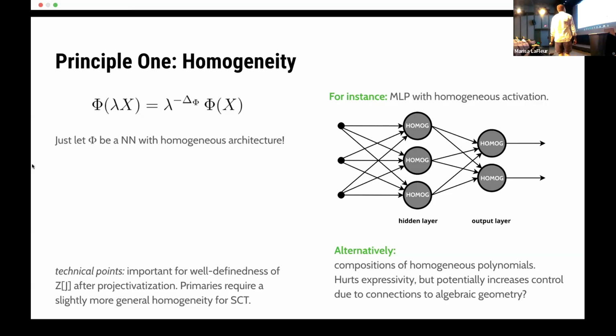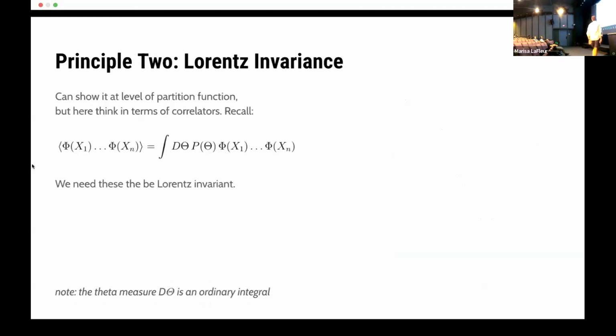And of course, there's a lot of math that backs that up. From an ML perspective, something that's interesting about this is it hurts expressivity. You may remember in standard universal approximation theory for MLPs, if you use a polynomial activation, it is not a universal approximator. The polynomials are somehow bad for expressivity. You expect that. But on the other hand, if you were to do something like this, it potentially gives you increased control because we know a lot about homogeneous polynomial rings. And in particular, we also know about connections to algebraic geometry that lets you potentially bootstrap a lot of math into the scheme.